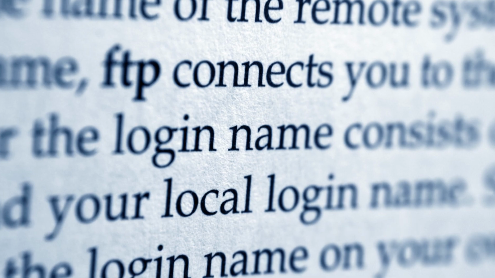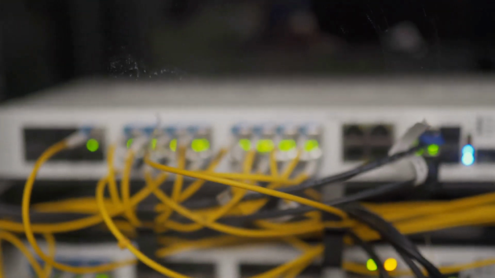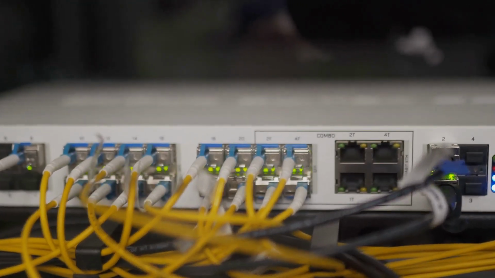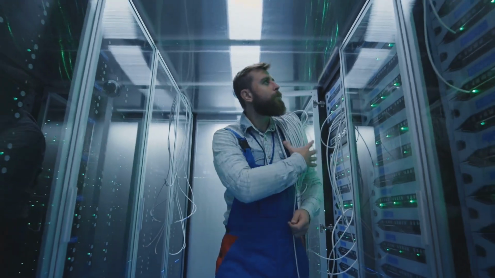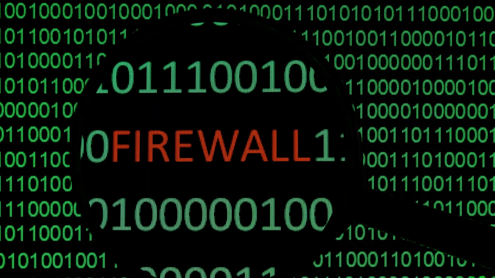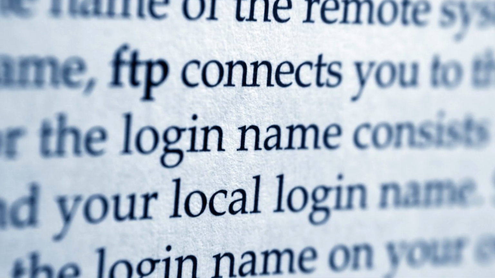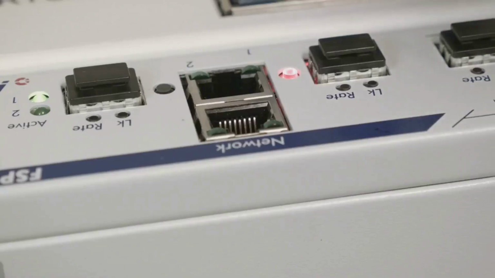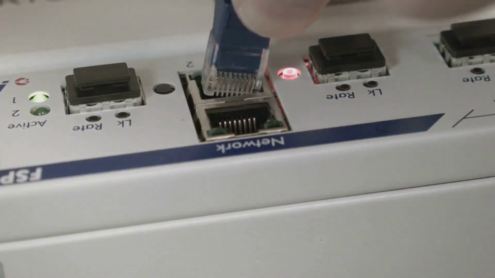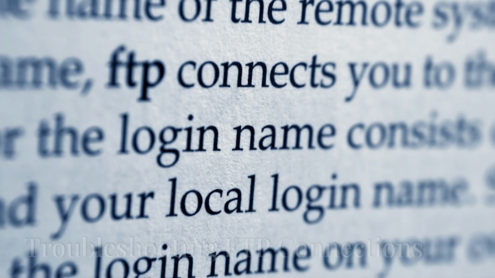So when should you use active FTP versus passive FTP? Active FTP is typically used in controlled environments where the client can accept incoming connections without firewall restrictions. This setup works well in secure internal networks. On the other hand, passive FTP is preferred in scenarios where the client is behind a firewall or NAT device. It's more firewall-friendly and ensures smoother connections, making it suitable for most modern network environments.